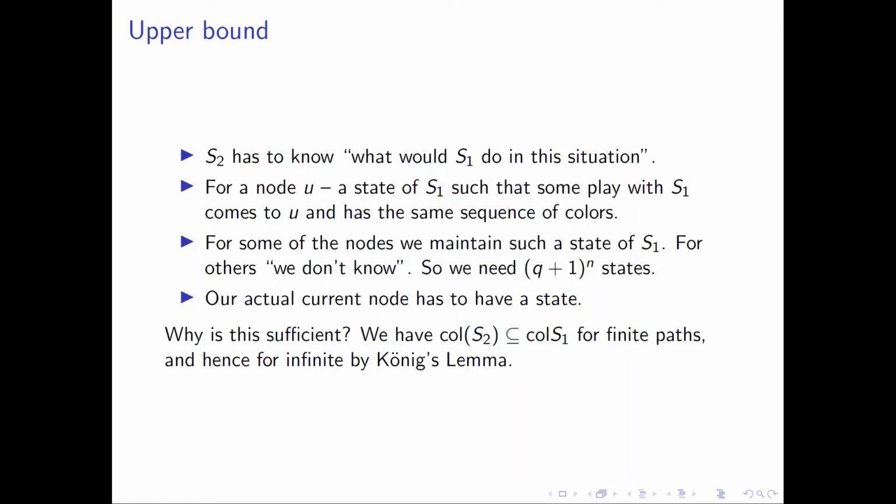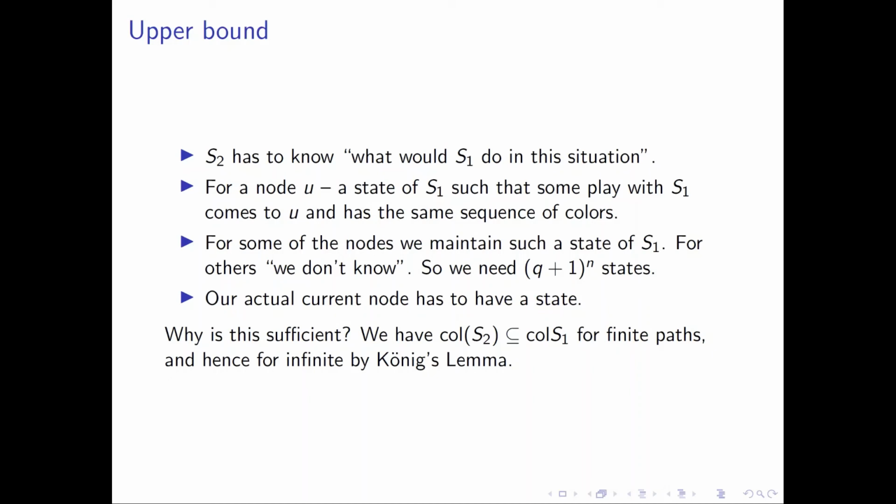Well, that's easy, in fact, because we have an analog of this inclusion for finite plays. If you have a finite play with S2, you just look at what will be the state of S2 after this finite play, then you know that some state of S1 will be assigned to the endpoint of this play. Then you use the property that if you have something assigned to this, then there is a play with S1 that has the same sequence of colors, right?